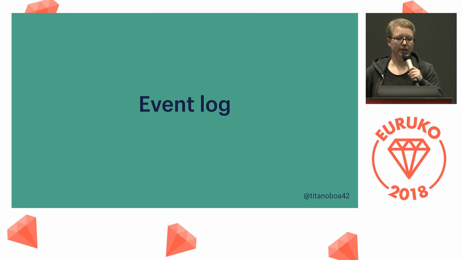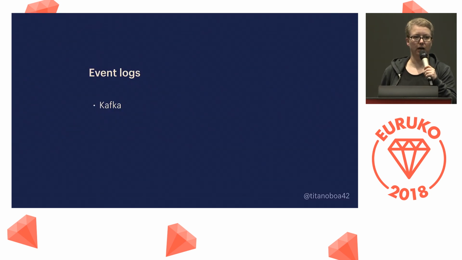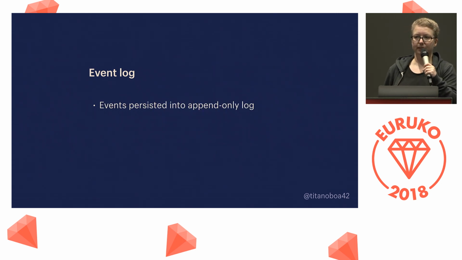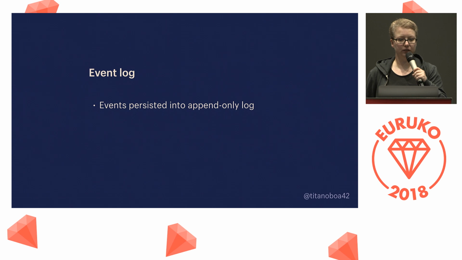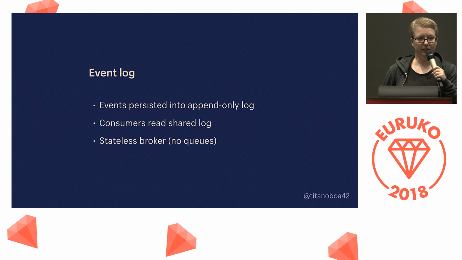Event logs, also known as commit logs, have a totally different approach to events. And the most famous one around right now is probably Kafka. An event log persists the sequence of events into an append-only log, and the consumers can read from that log whenever they want and as often as they want. The broker itself is stateless. There are no queues. The broker does not track consumption. It's up to the consumer to know where to continue reading the log.